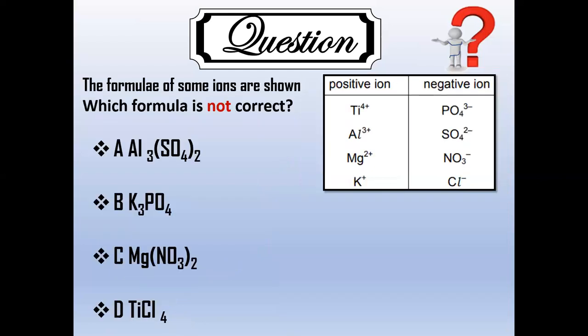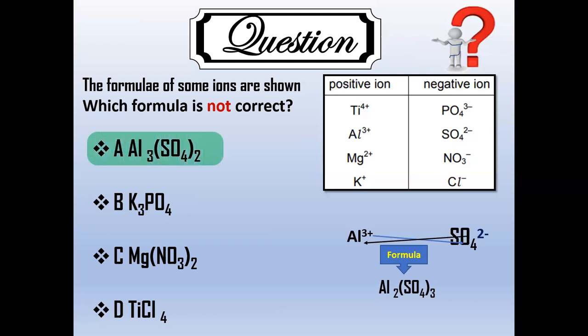We're going to move to another question. The formulas of some ions are shown. Which formula is not correct? For example, if you see the first one, the aluminium is reacting with sulfate. So this aluminium has a +3 oxidation state, while the sulfate has a -2 oxidation state. Now, by crossing their charges, it becomes Al2(SO4)3. This is opposite to what is written in option A, where it is giving Al3, so that is wrong.